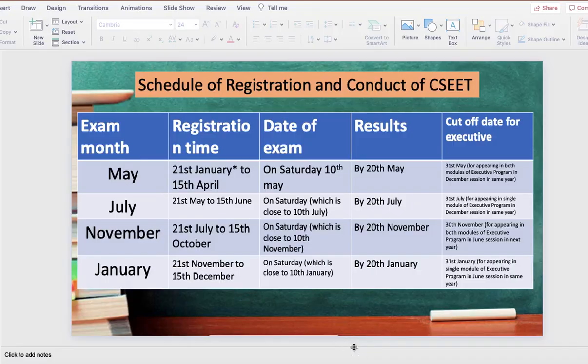Okay, so logically you see how many months gap there is. If you want to, 15th April. That means almost 1 month before, registration has to be finished. Almost 1 month before registration has to be finished.